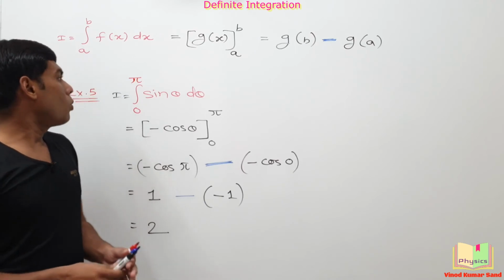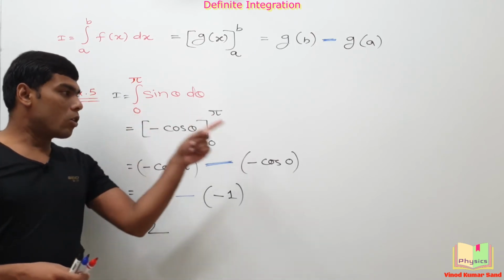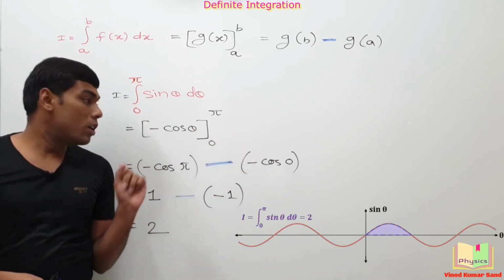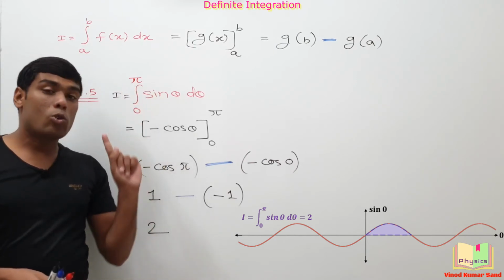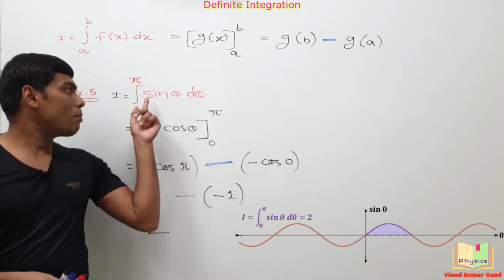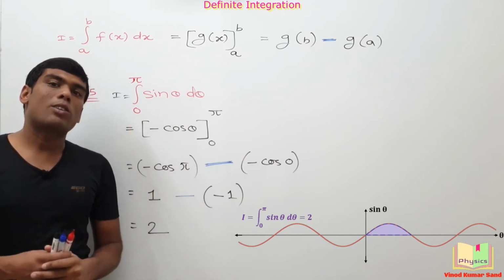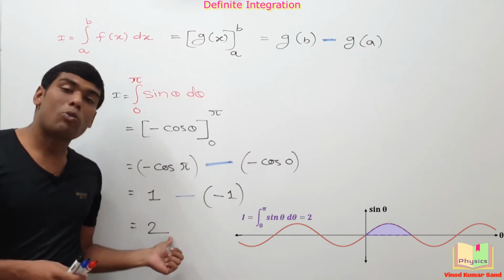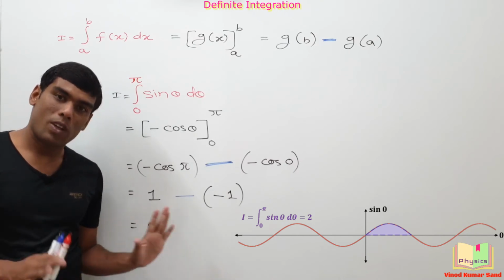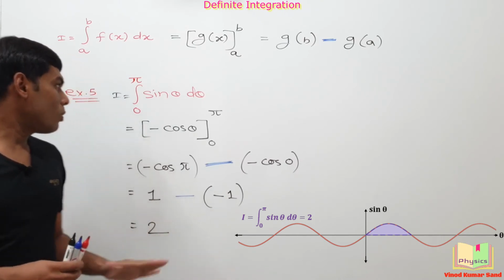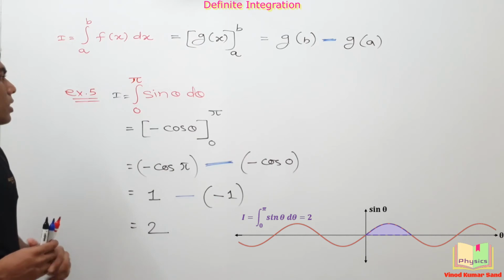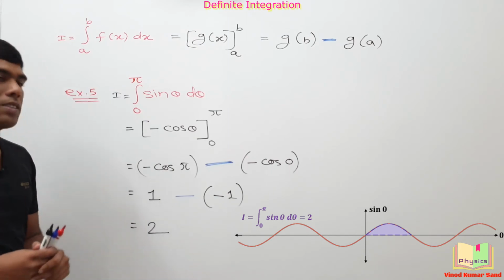Okay. Now if you look into the diagram given on the board, in between the limit 0 to pi radian, the area bounded by the sine curve and the theta axis, the magnitude of that area will actually come out to be 2 unit. Okay, note it down. It's a nice question. Then we'll take up example number 6.